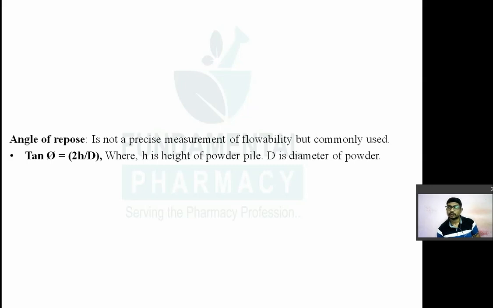You might have performed one experiment in your physical pharmacy lab. You take 5 grams of powder and pour that powder from a funnel, below which a paper is kept. Whatever pile is formed, you measure the height of that pile, make a circle around the pile and measure the diameter, and then calculate the angle of repose of that powder. That is tan theta equal to 2h divided by d, where h is the height of the powder pile and d is the diameter. That is known as the angle of repose.